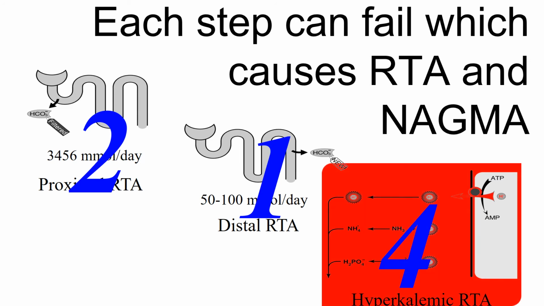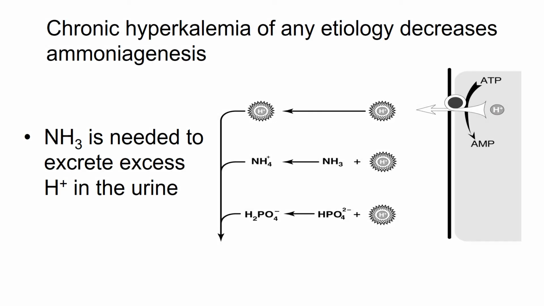All right, let's review type 4 RTA or the hyperkalemic. Type 4 RTA, think of high potassium and chronic non-anion gap metabolic acidosis. That's the phenotype, right? So unlike proximal and distal, where the low bicarbonate is associated with a low potassium and a low serum pH, this condition has low serum pH, high potassium, and a low bicarbonate.